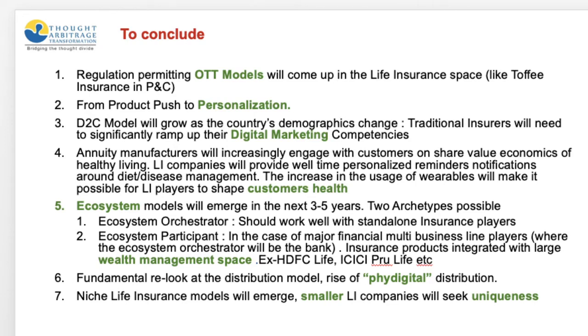Now, the third point I just spoke about, the D2C model will have to grow as the country's demographics change, and we have a digitally native generation coming up. Traditional insurers will need to ramp up their digital marketing capabilities, a very significant challenge for them. Now, the fourth one is where annuity manufacturers will need to engage with customers to help them live a much better life. Life insurance companies will provide personalized reminders, notifications around disease management, and use of wearables will make it easier to shape the customer's health.